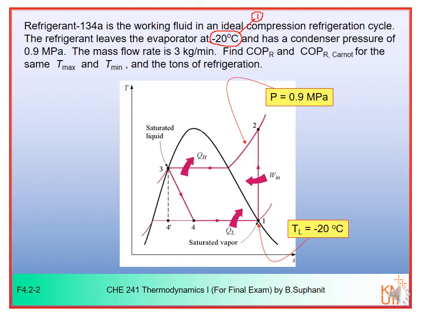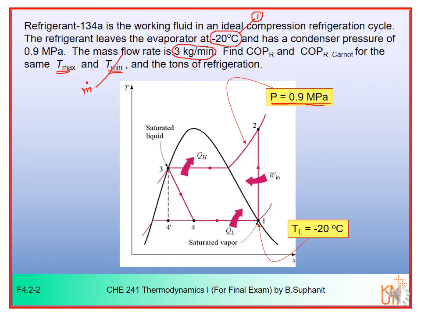So this is the condition in the condenser here, P equal to 0.9 megapascal. The mass flow rate of refrigerant in this cycle is 3 kilogram per minute. So this is m dot. Okay. We want to determine the COP of this refrigeration system and compare with the COP of the reverse Carnot for the same maximum and minimum temperature operating in this system. And finally, we want to determine tons of refrigeration.